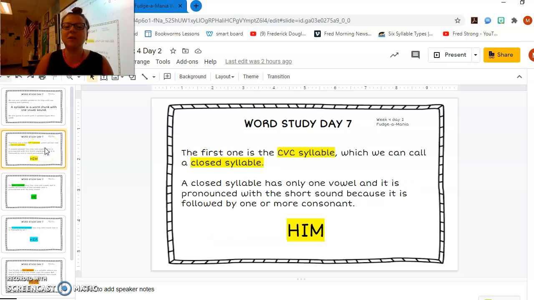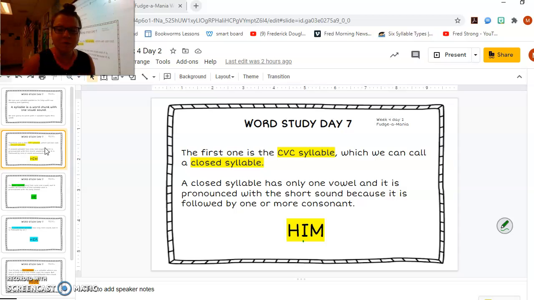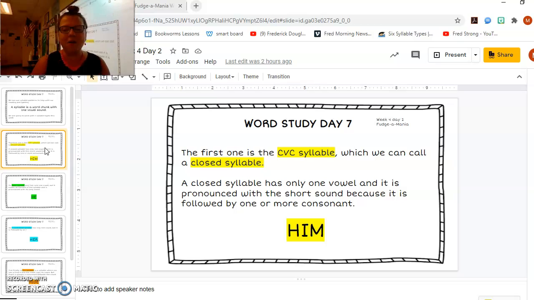The first one was the closed syllable, or we can call it CVC syllable. Just like in the word hymn, we have the vowel in the middle. The vowel is closed by 2 consonants, right? And that is called a closed syllable. So hymn will be a closed syllable. And it also says that the vowel is pronounced with a short sound.